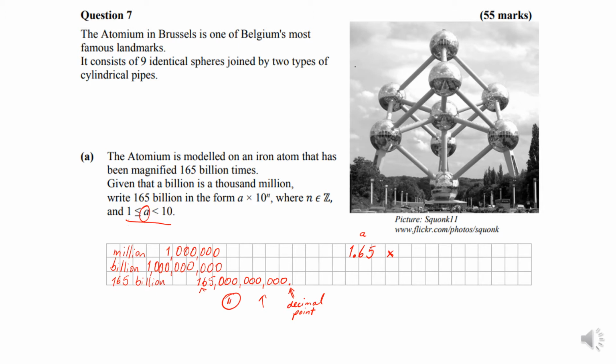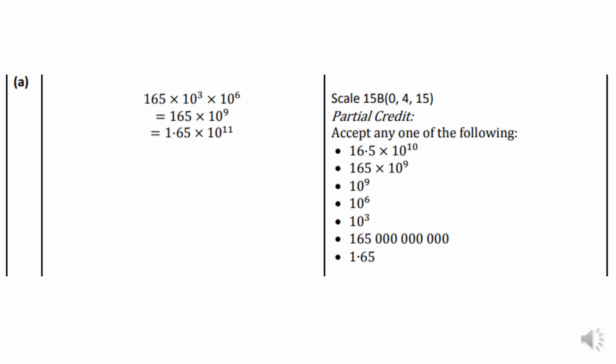Why between the 1 and the 6? Because that will give me a 1.65. That's a number between 1 and 10. That's now my a. And of course we have a much bigger number than 1.65. How many times bigger? Well, we'd have to multiply that 1.65 by the number 10, 11 times. Okay, so that's my answer.